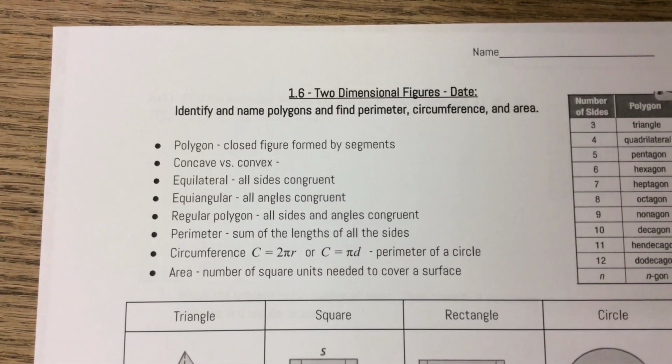Okay, two-dimensional figures. You've most likely done this before, but it's definitely a geometric concept that we're going to hit pretty hard this year. So some vocab to start off as usual. We have a polygon. A polygon is just any closed figure that is created by segments, so straight lines. So a circle would not be considered a polygon because it's not made of straight lines.